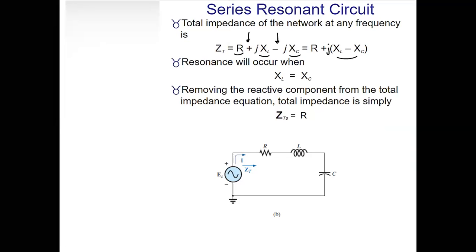Now we will discuss the series resonant circuit. The total impedance of the network at any frequency, for this series resonant circuit R, L, and C, will be equal to R plus jXL minus jXC. The point is, this circuit becomes a resonant circuit when XL is equal to XC. We can say this is the condition for a resonant circuit. As XL and XC are equal, let's suppose this is 10 and this is also 10, 10 minus 10 is 0. So Z total will be equal to R.